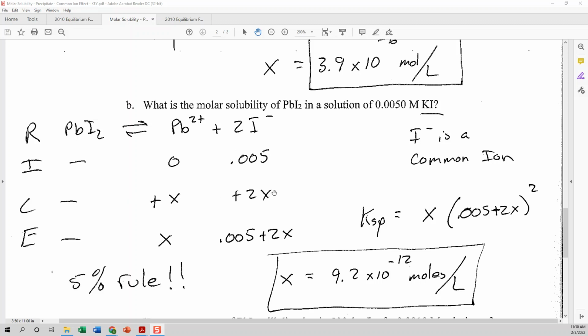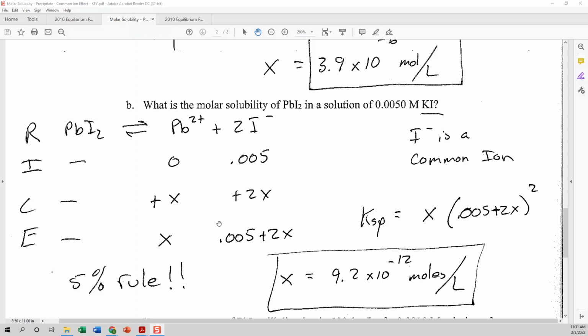We're still going to shift this way to reach equilibrium, so it's plus x, and notice our coefficient, plus 2x here. At equilibrium, lead will be x, and if it wasn't a common ion question, iodide would be 2x. But because it's a common ion, it isn't 2x at equilibrium, it's 0.005 plus 2x. We plug that into our Ksp expression. Remember what the Ksp expression is for this reaction: the concentration of lead, which is x, times the concentration of I minus squared.